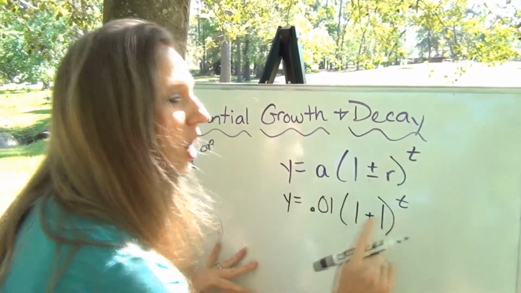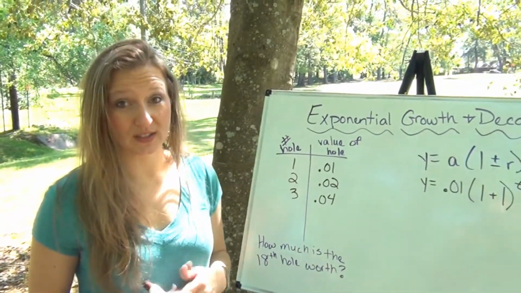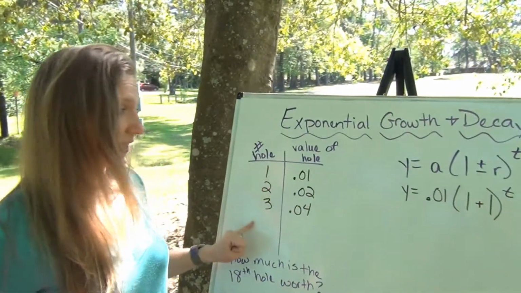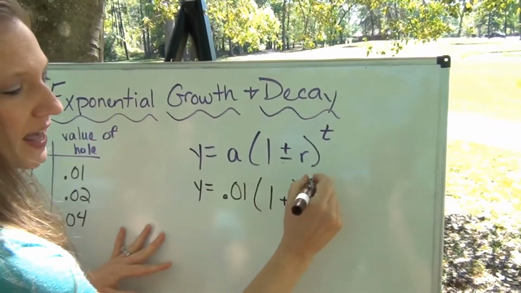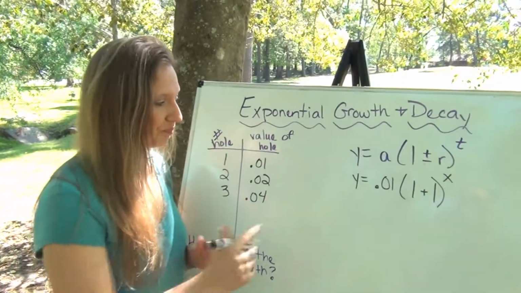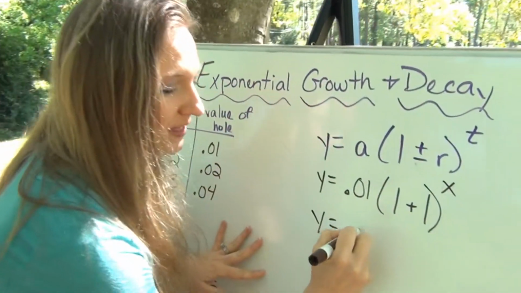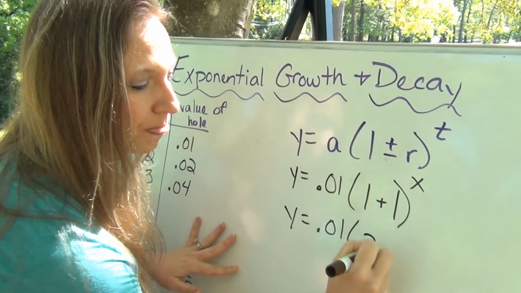T is going to be our time, or in this case, the number of holes that we're going to be calculating this from. So this would be my generic equation. I could also put this as an X, where X is representing the whole number. All right, so let's figure this out. 1 plus 1 is 2.